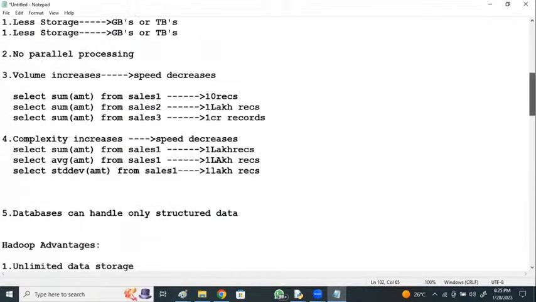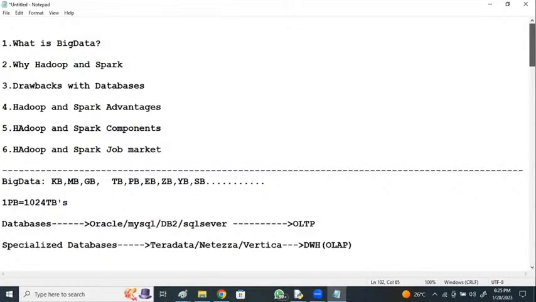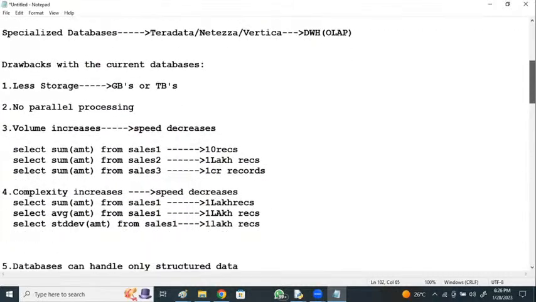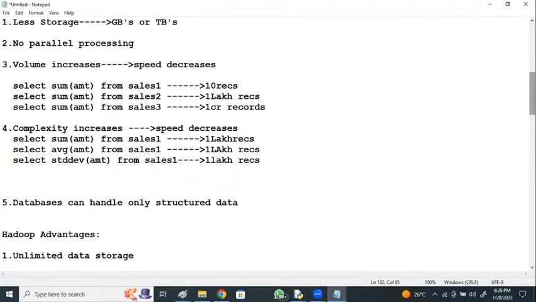Yes, understood, right? What is Hadoop, why Hadoop, and the drawbacks with databases, Hadoop advantages, right? And today if you see, most of the applications generate huge data to be stored and processed, so these big data tools are mostly preferred, right?